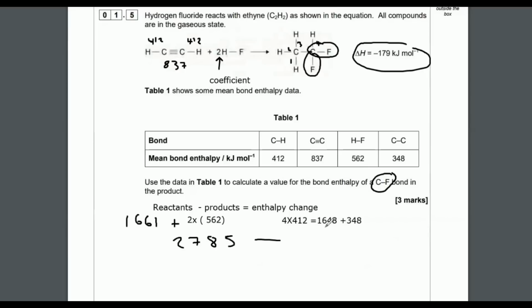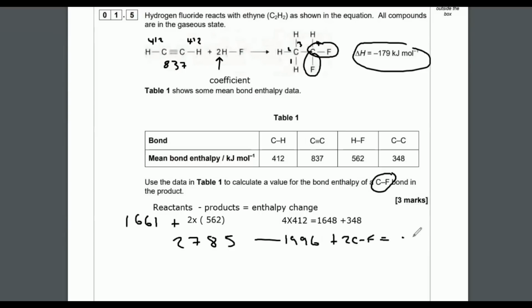That's the total for the reactants. So we now minus the product. I'm going to do 4 times 12 is 1648 plus 348 equals 1996. And that equals an enthalpy change of -179. Hold on. I forgot the 2F. So yeah, we've got the missing CF bond as well.